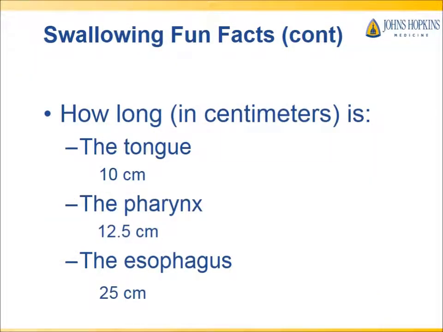How long in centimeters are the tongue, the pharynx, and the esophagus? The tongue is 10 centimeters long, the pharynx is 12.5 centimeters long, and the esophagus is 25 centimeters.